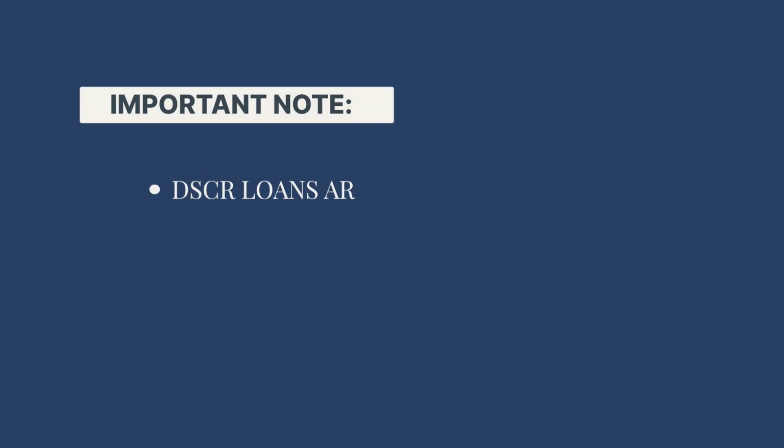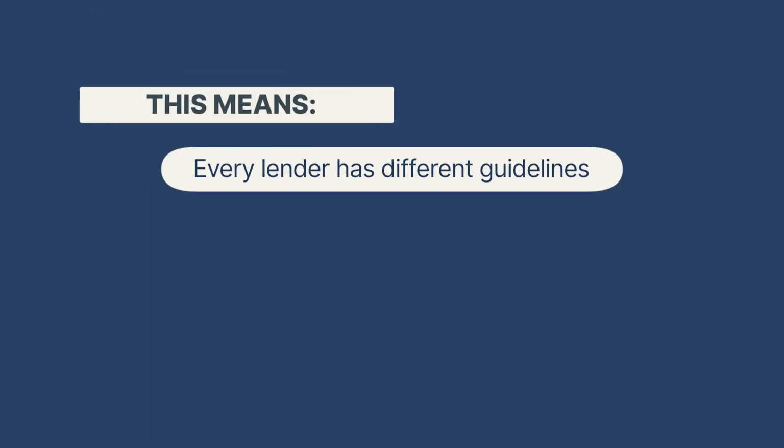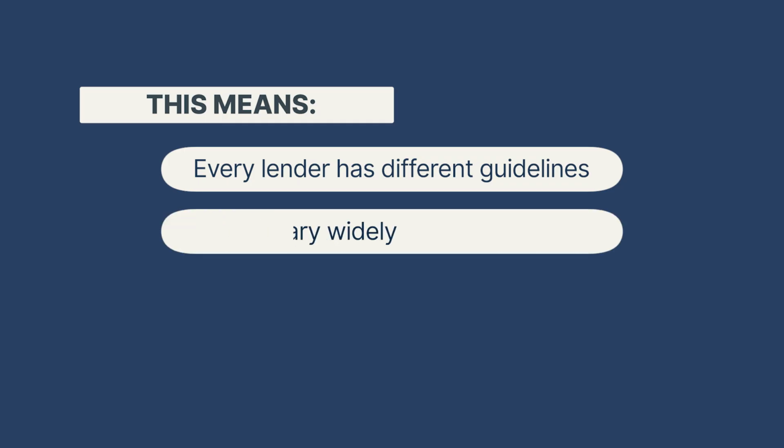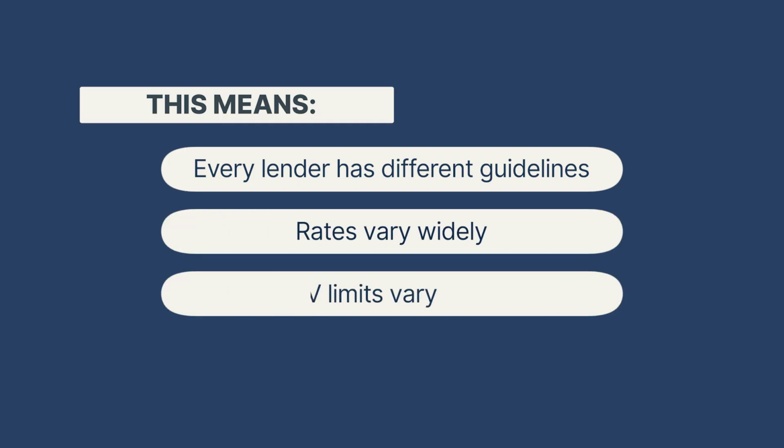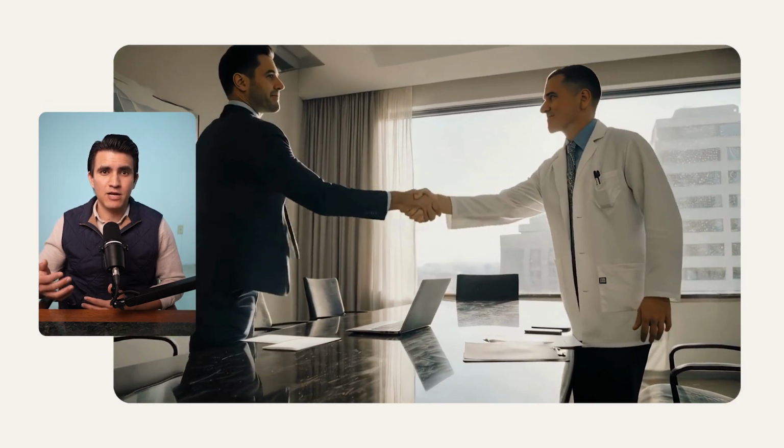This is something important to note though, that DSCR loans are not standardized. Unlike conventional loans, DSCR loans do not have national underwriting rules. This means that every lender has slightly different guidelines, rates may vary widely, and LTV limits may vary, along with their DSCR requirements. This is why shopping lenders matters more with DSCR loans than almost any other product. One lender may deny your deal, another lender might approve it easily.